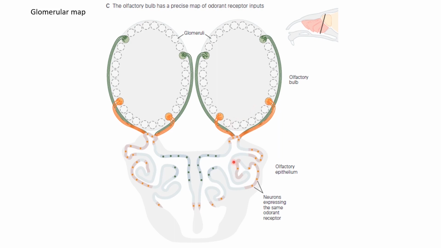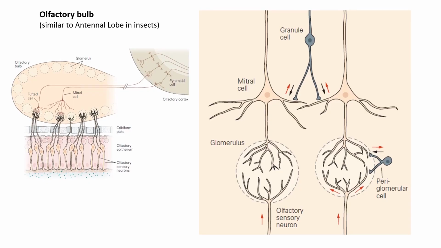So given the combinatorial code at the receptor level, each odor activates a certain subset of receptors and therefore will result in activation of a certain subset of glomeruli. So that is sometimes known as the glomerular map of the odors. Now within the olfactory bulb, there are a few types of neurons. There are tufted cells and mitral cells which take information to the higher brain areas. And then there are some neurons that are local within the olfactory bulb.